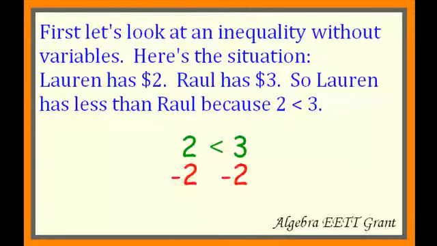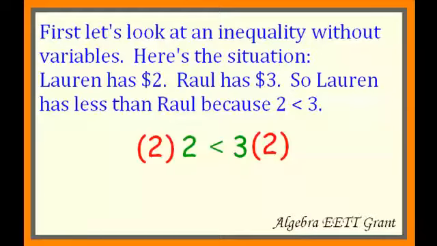Another thing that we can do is we can subtract numbers. So I'm going to subtract 2 from both sides and I get 0 is less than 1. Well, that's still true, just like 2 is less than 3. The third operation we can do with both sides is we can multiply both numbers by a positive number. So if we multiply both sides by 2, we're going to get 4 is less than 6. 4 is less than 6, just like 2 is less than 3. So if we add, subtract, or multiply by a positive number, everything works out.